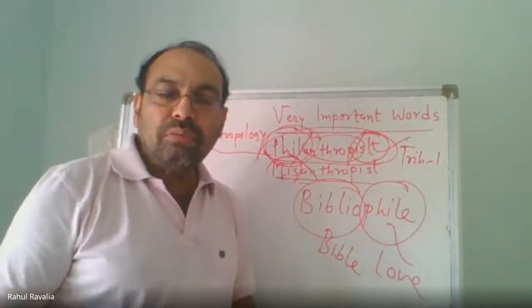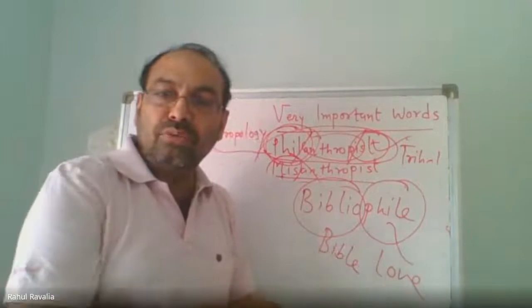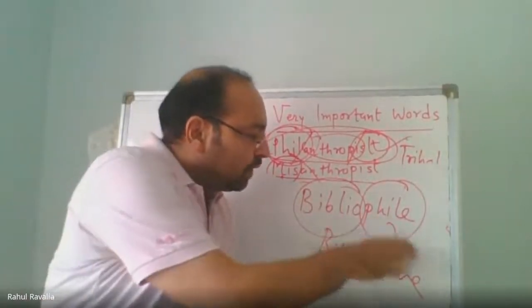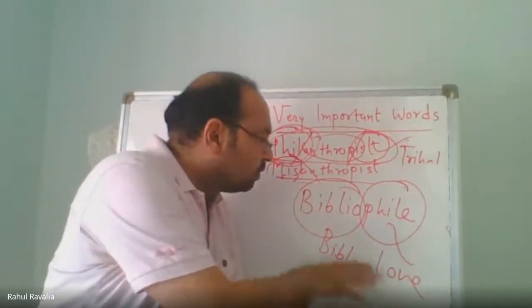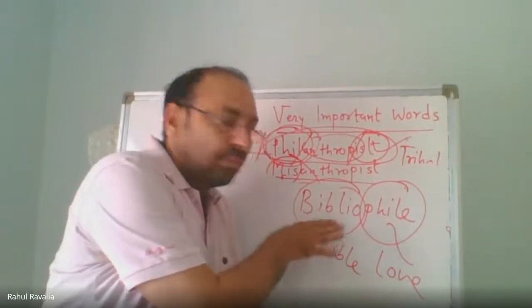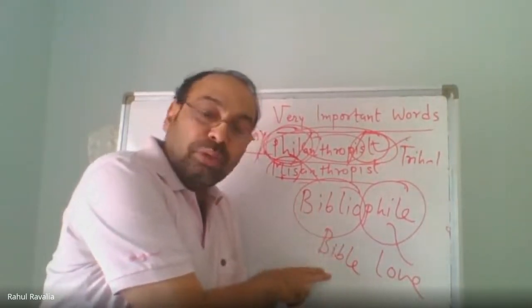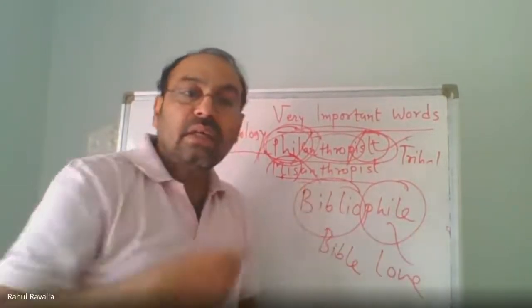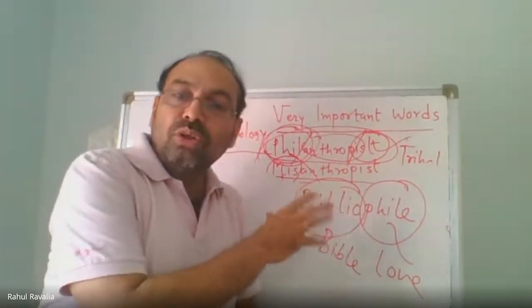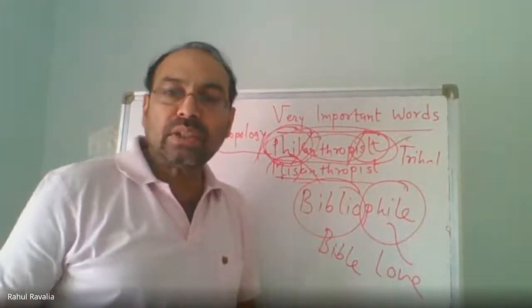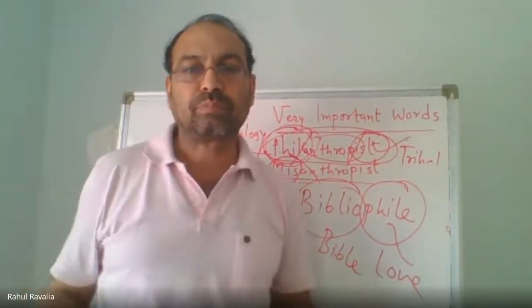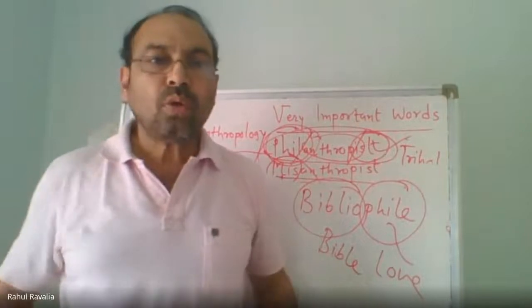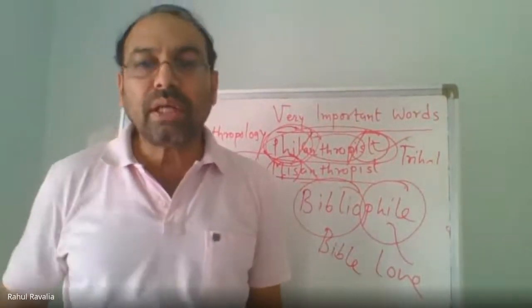The same morpheme phil is used in bibliophile. Now phil, as I told you, means love. If you know the real meaning of Biblio, the real meaning of Bible, then you can guess what the total meaning could be. Okay, what is the meaning of Bible?